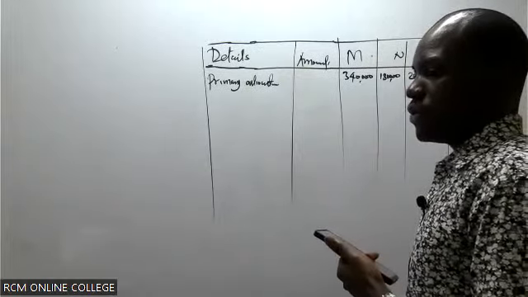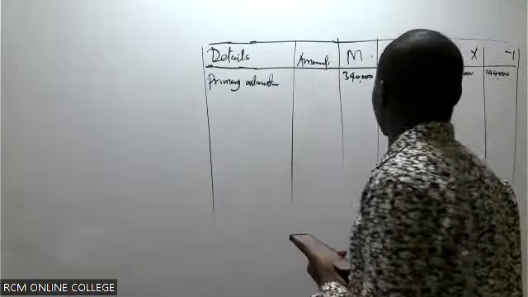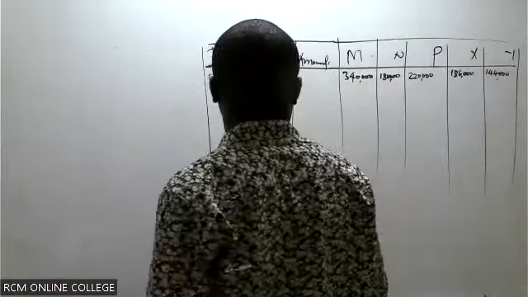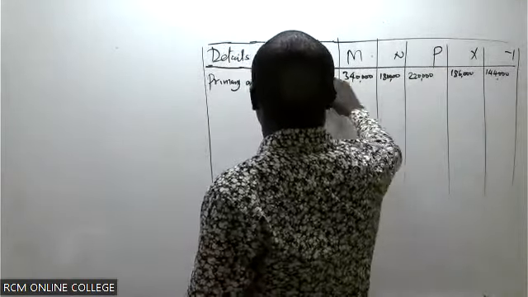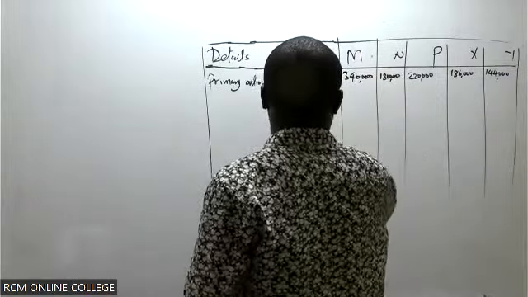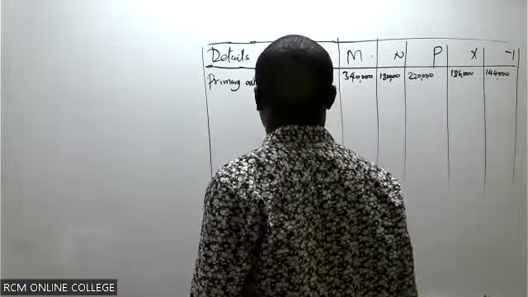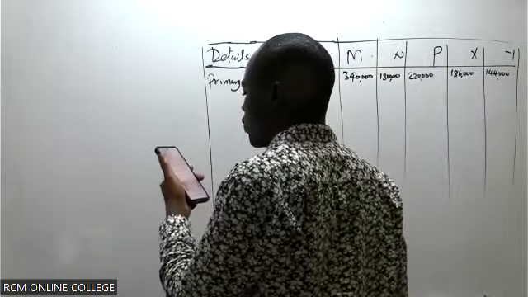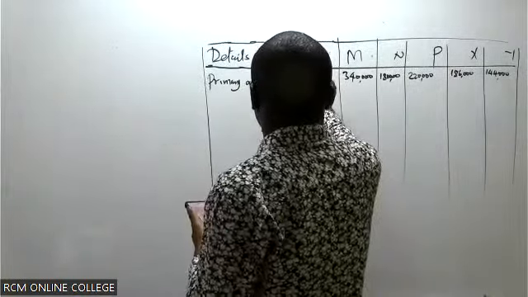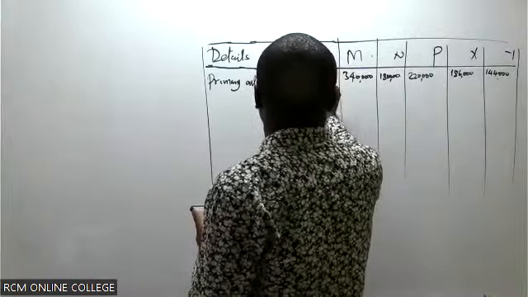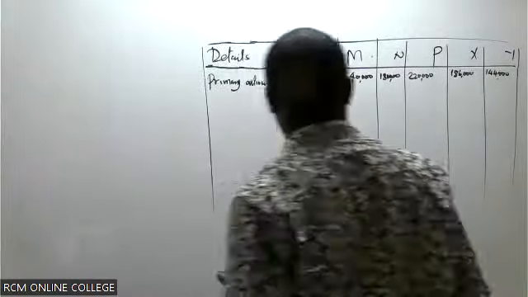Then we now move to secondary allocation. It is these amounts that you're supposed to allocate to the other departments. So the total amount there we have 70,000. That's what we are going to allocate.